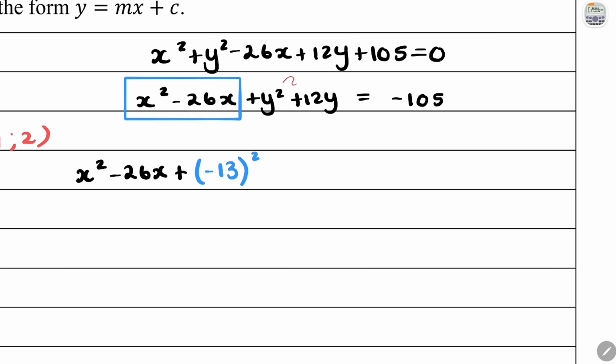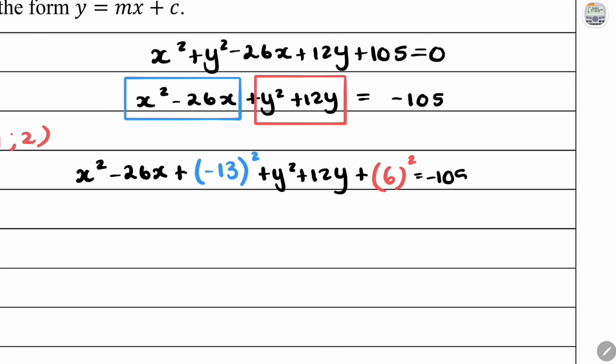Now we're going to do the exact same thing to this side with the y's. It still continues as y squared plus 12y, and then plus, now the coefficient of y is positive 12. You're going to take that and divide it by 2 to get 6. And now we're going to take 6 and square that. And then it's still equal to negative 105.